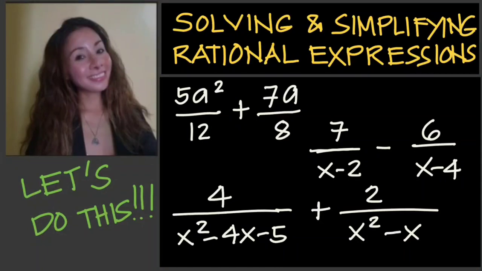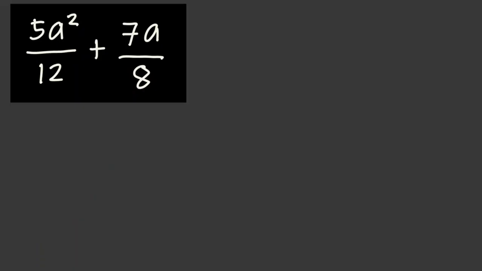Let's solve some rational expressions. We're given here 5a squared over 12 plus 7a over 8. The first thing we do in solving rational expressions and fractions is find the LCD. The LCD is the smallest number that can be divided by both denominators of the fractions. In cases where we cannot find the LCD as a whole number, we just have to multiply both denominators.